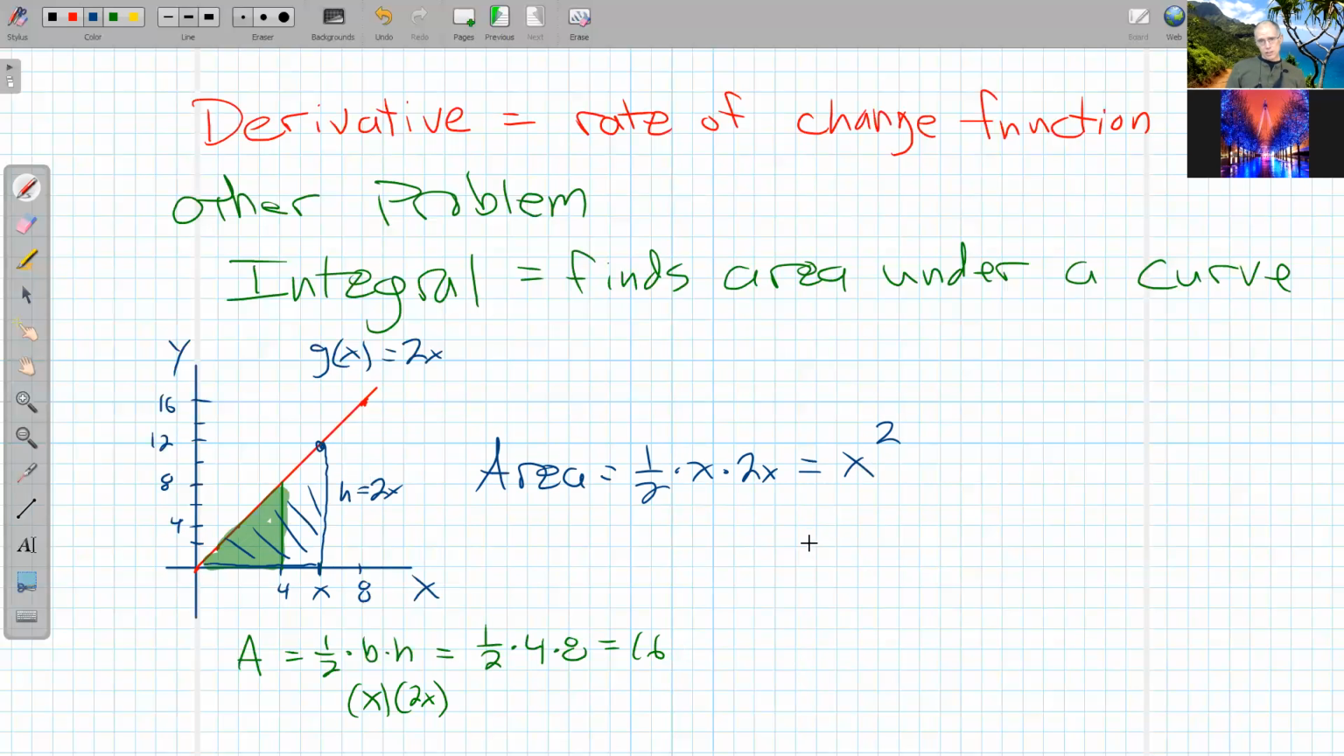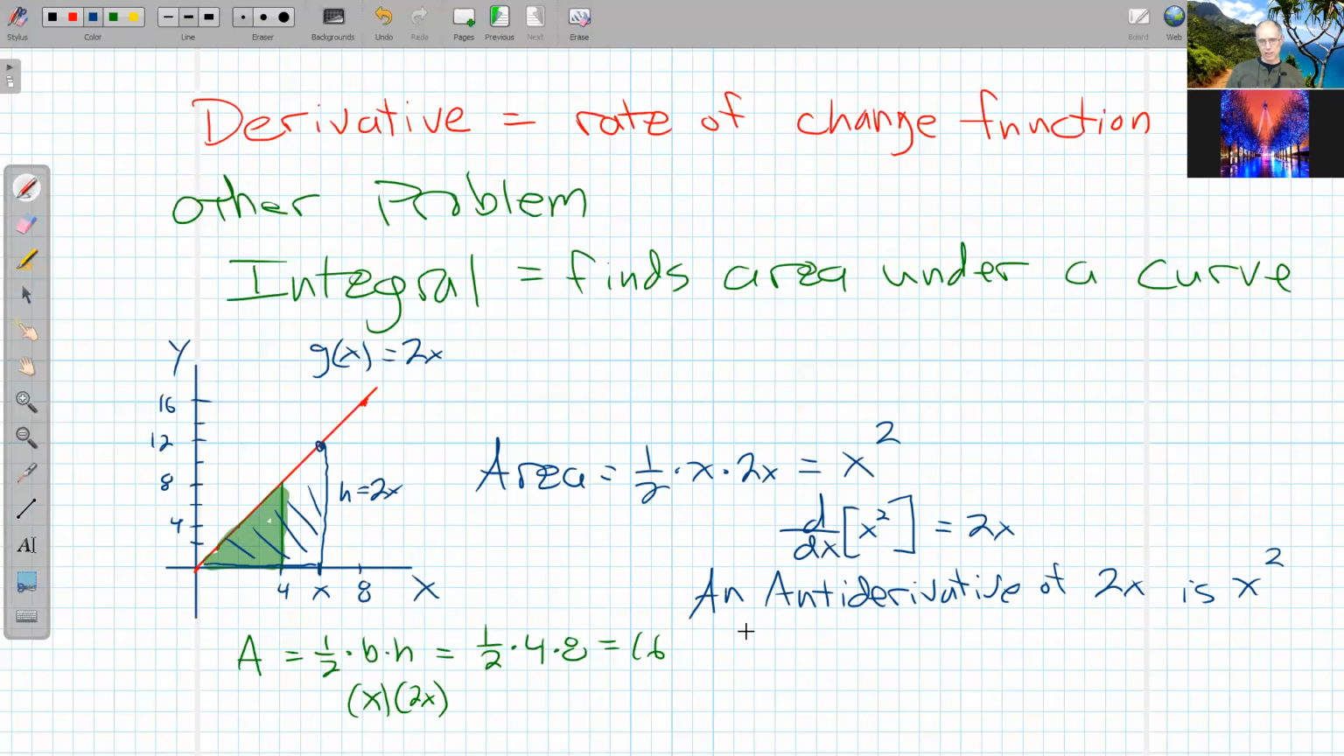The interesting thing is the derivative of x squared: the derivative with respect to x of x squared is 2x. So reversing that, the antiderivative of 2x is x squared, or at least an antiderivative. The antiderivative is the area function of 2x. This x squared, the antiderivative, is also the area function.